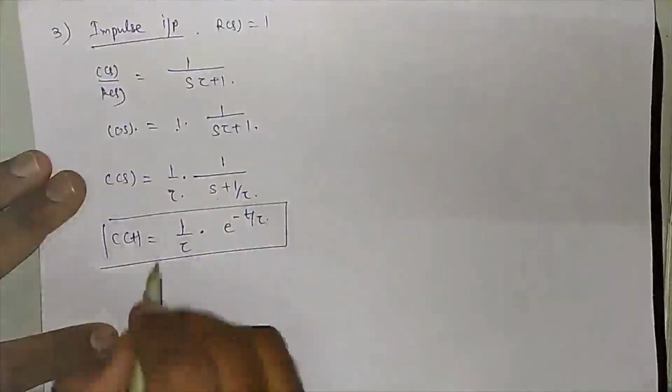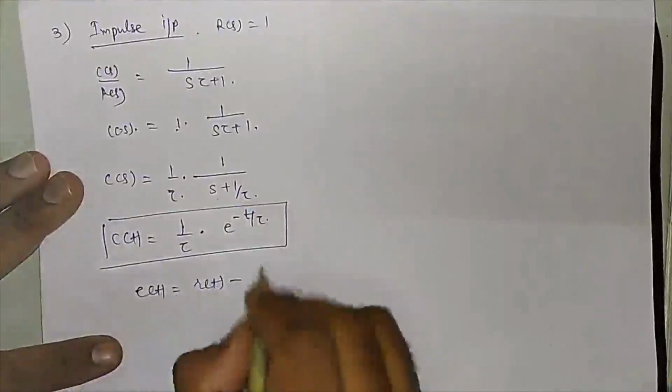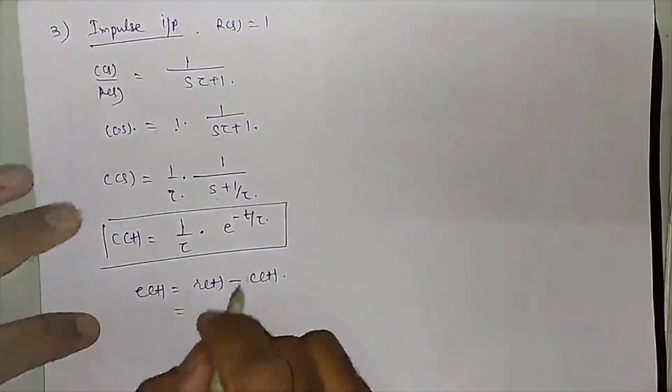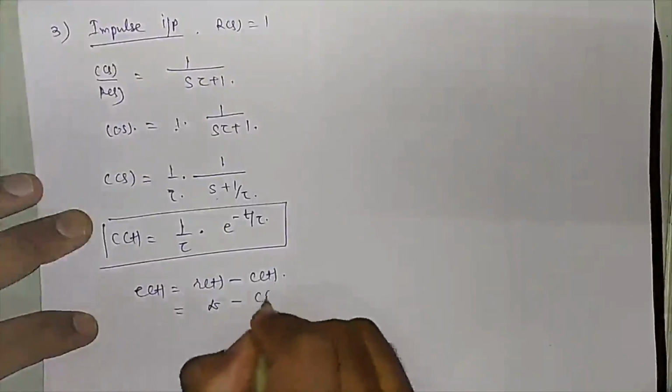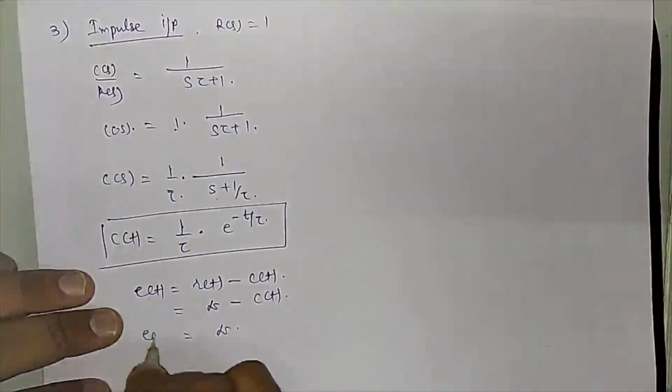Similarly we can find out e of t. e of t is equal to r(t) minus c(t). So what is r(t)? We are getting infinite. Okay, infinite minus something. From infinite, subtract any amount, you will be having infinite only.